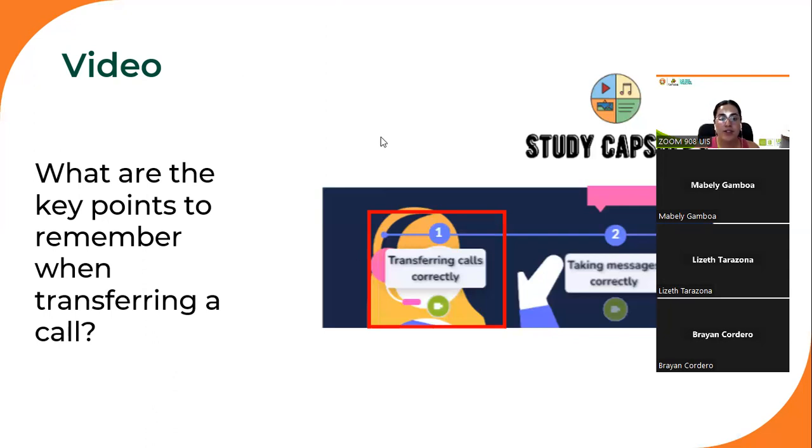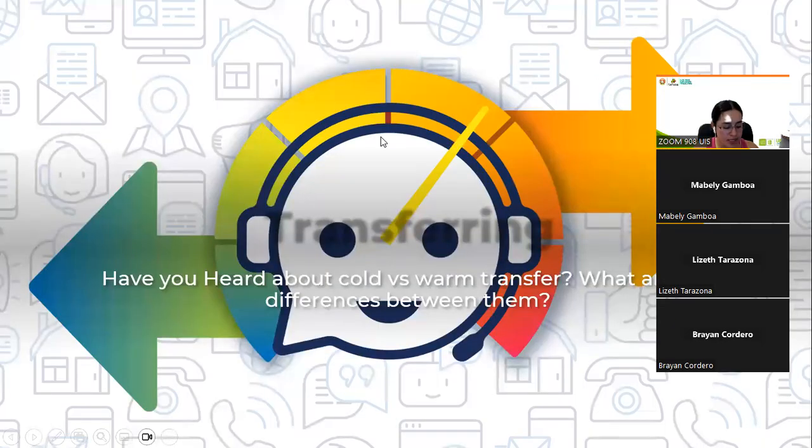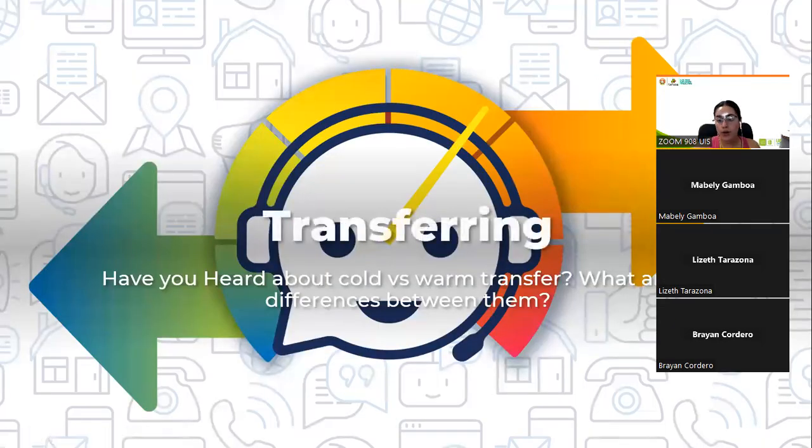Right? Good. So today in this part, we're going to talk about two types of transferring that we can find in the customer service area. They are called cold transfer and warm transfer. Do you know anything about this? Have you heard about this? Do you know what is the difference between them?